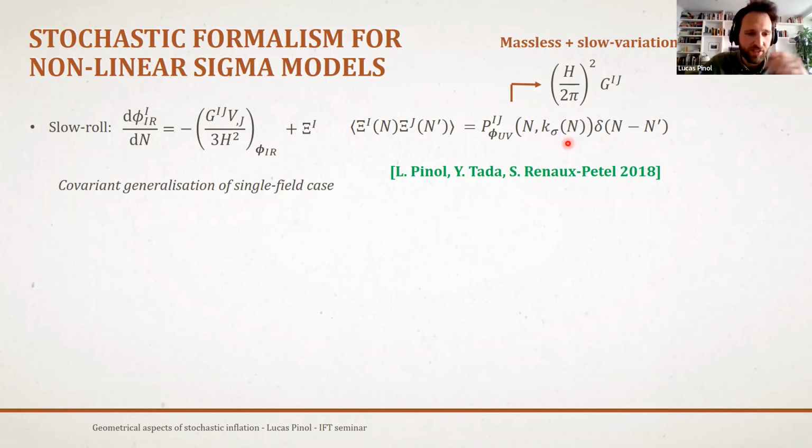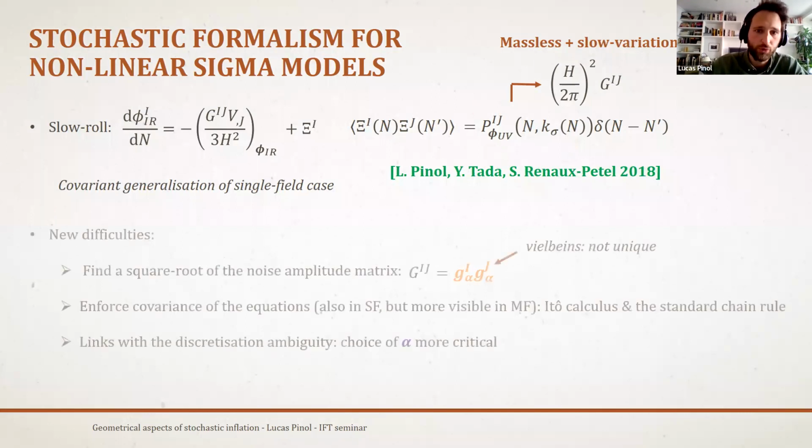So this is very similar to what we had before. Also now we have all the cross power spectra that appear, of course. You can have P1,2, P n-1,n, etc. And so far, it's just a covariant generalization of the single field case.